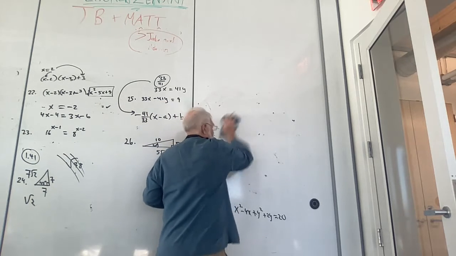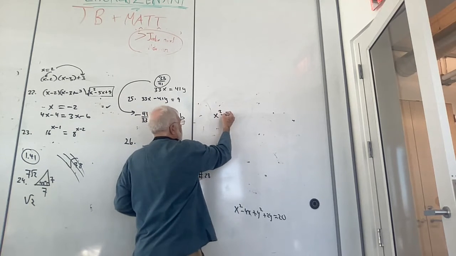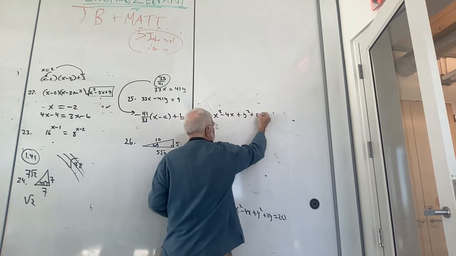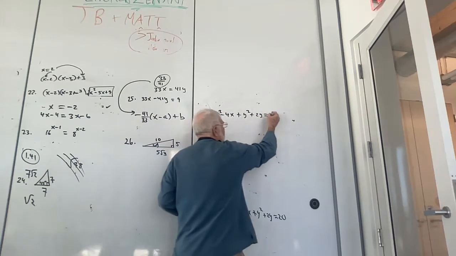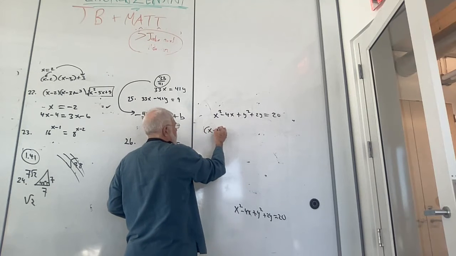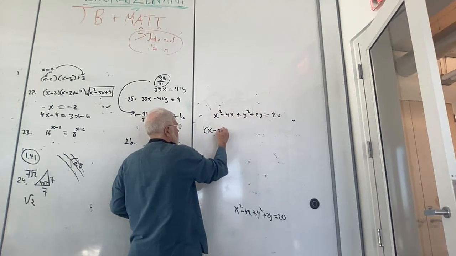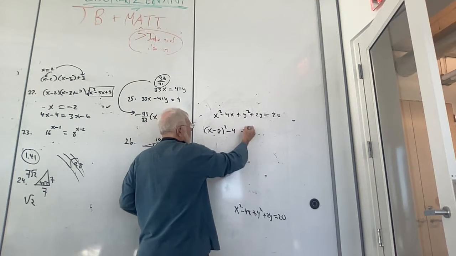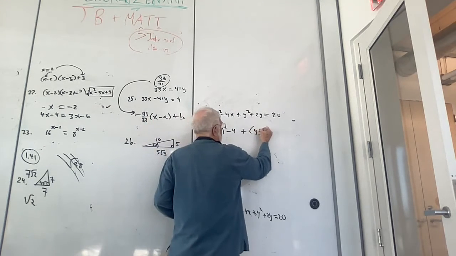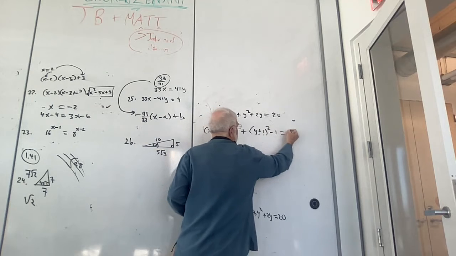So let me put this up top here: x squared minus 4x. People don't have much trouble with these with a little practice, so I'm not going to talk a lot about it. That could have been written as x minus 2 squared minus 4. Can you write the other one quickly? Pause. y plus 1 squared minus 1 equals 20.